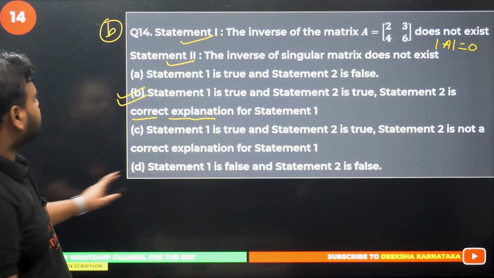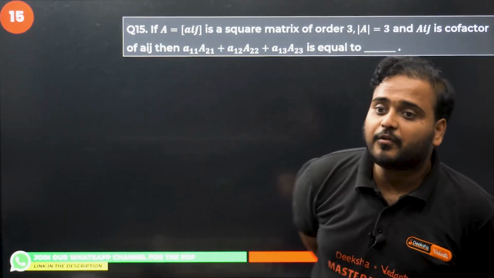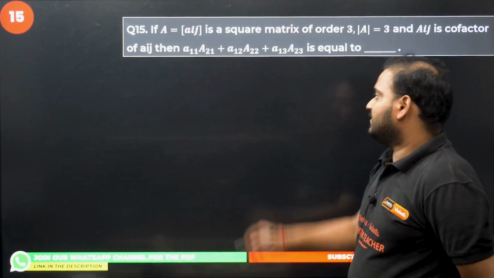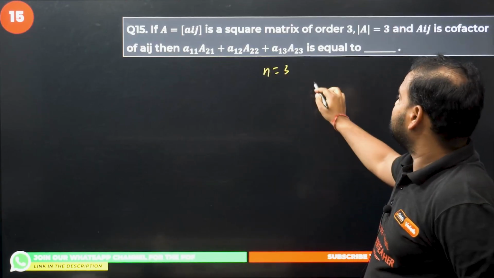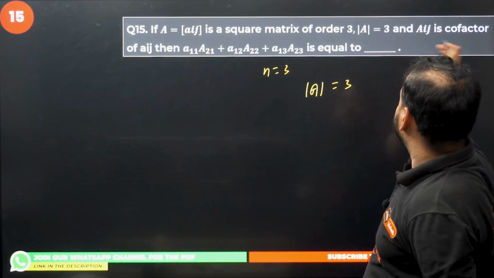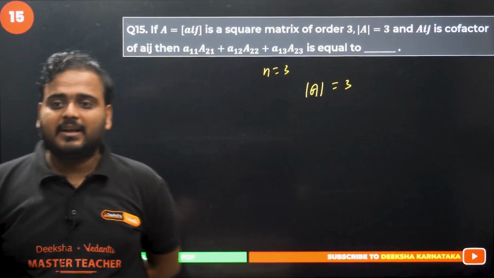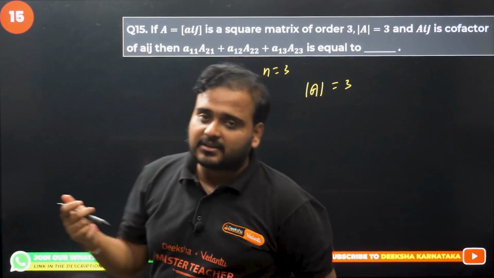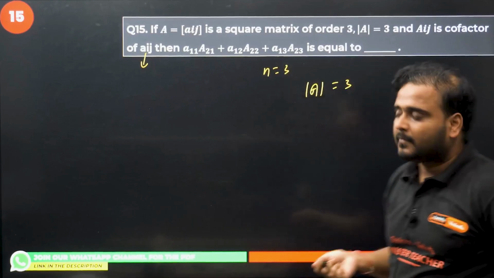Question number 15 now. A is a square matrix of order 3. N is given as 3. What next? Determinant of A is also given as 3. Aij is a cofactor of aij. Correct? Capital A is what we represent for the cofactor. Small aij represents the elements of the matrix. What are they saying?